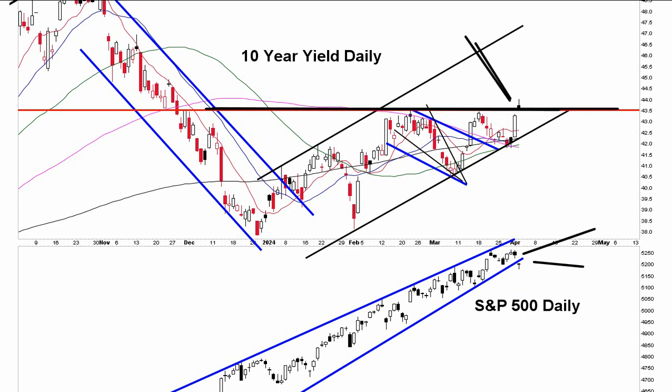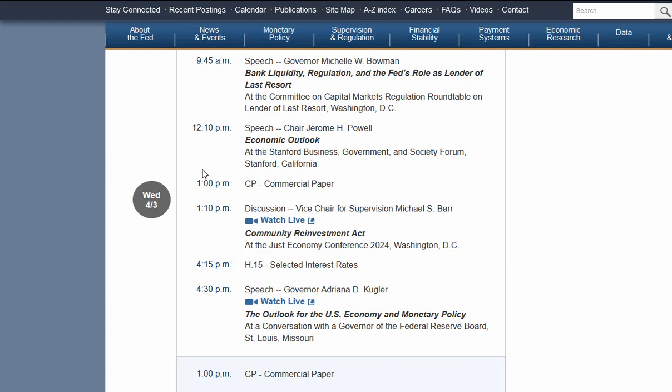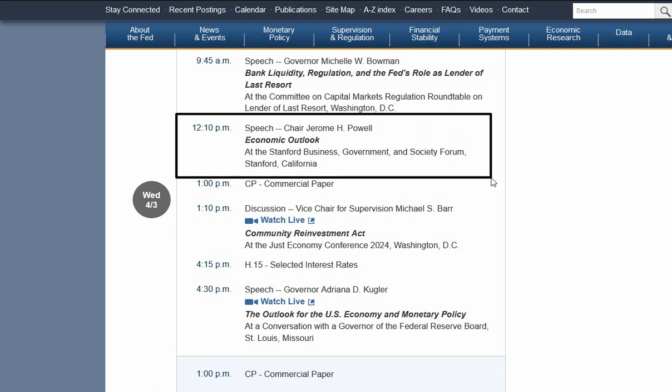So we'll be watching that gap because tomorrow we're going to have Powell speaking, and that will be during the market session, at 12:10 p.m. Eastern Time, and he'll be talking about the economic outlook. So again, at our last FOMC meeting, it rallied with Powell, and then it sold off on Powell from last Friday when the stock market was closed, based on his comments about no rush to cut rates.